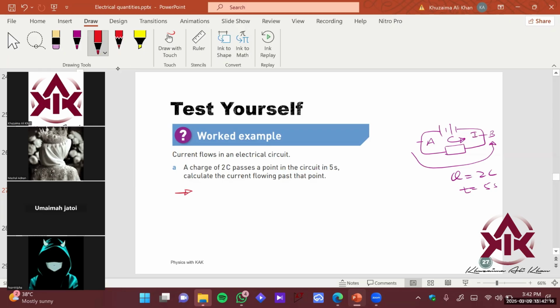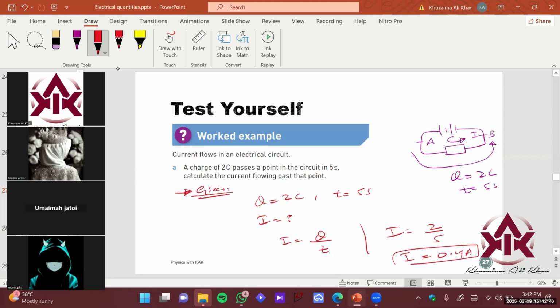First of all, you should write down what is given to you, right? What is given to you over here is charge, that is 2 coulomb, and you have the time, 5 seconds. You want to find what? You want to find the current, right? So the formula for current is the rate of flow of charge. It gives you 1 mark. Now put in the values here. Current is going to be 2 over 5, that is 0.4 ampere, right? This is the current flowing through a circuit.